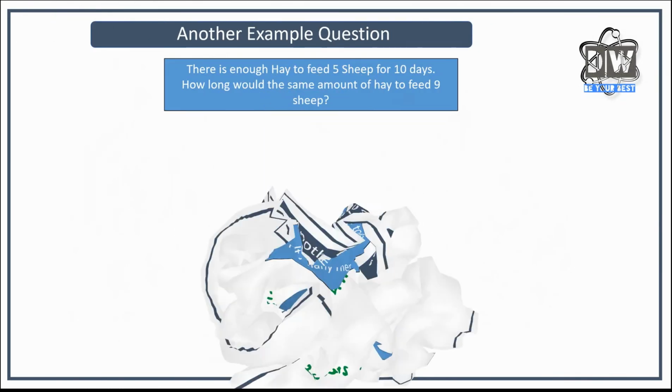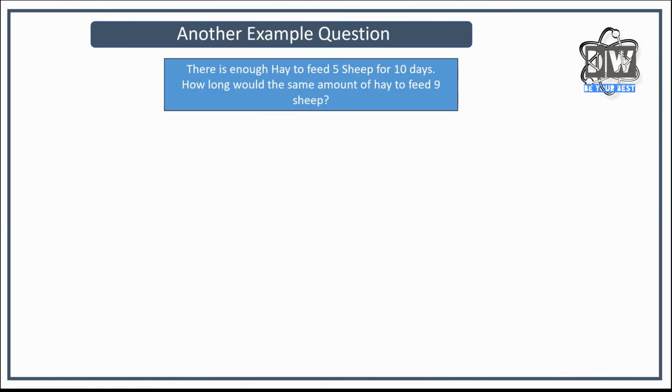Okay, so now we're going to look at a question where it's much harder to get down to the required number, and therefore we have to do sort of 2 of these to get them right. So here we go. There's enough hay to feed 5 sheep for 10 days. How long would the same amount of hay be to feed 9 sheep? Terribly written question. I do apologise. But yeah, let's go.